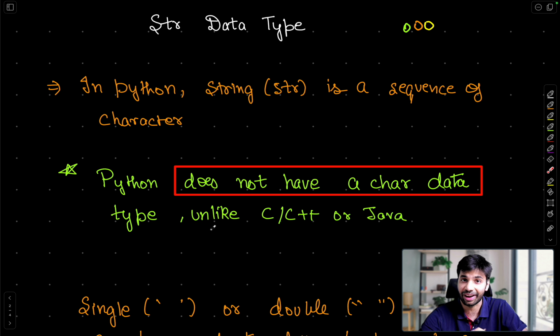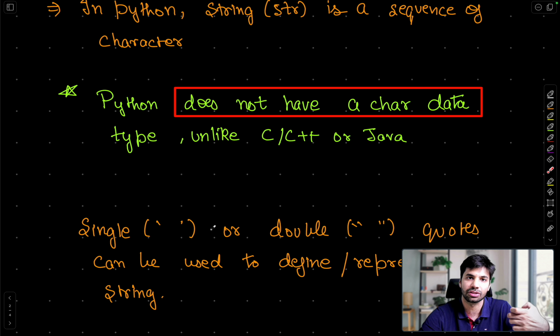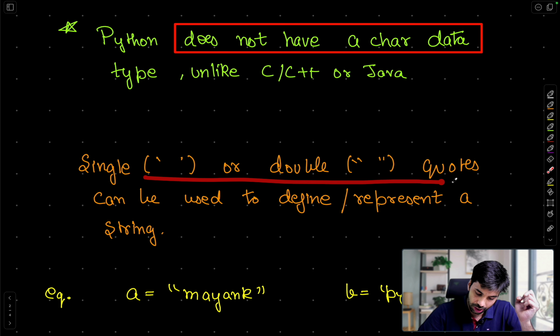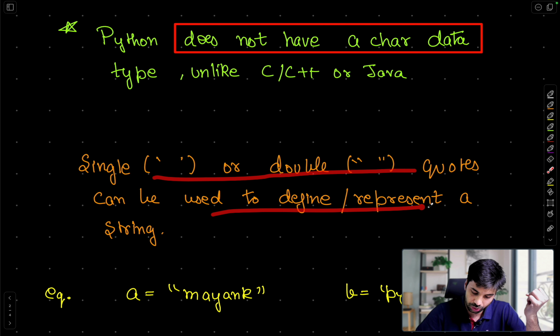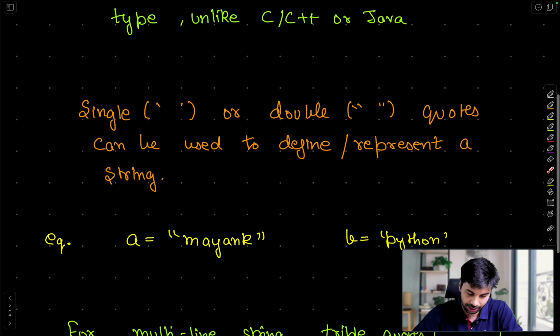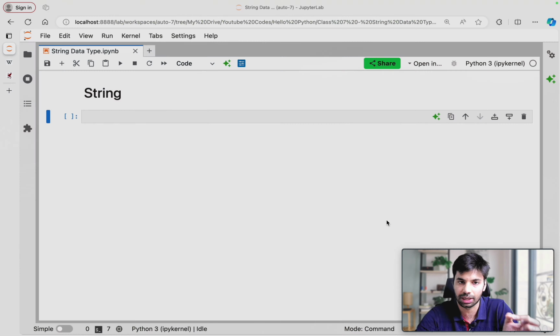Now, how can we define a string? Since we have stored numbers and the Boolean type, we should also be able to define and store a string type. For that, we can use single quotes or double quotes to define or represent a string. For example, A is equal to "Mayank" with double quotes and B is equal to 'Python' with single quotes. So let us see the same in code.